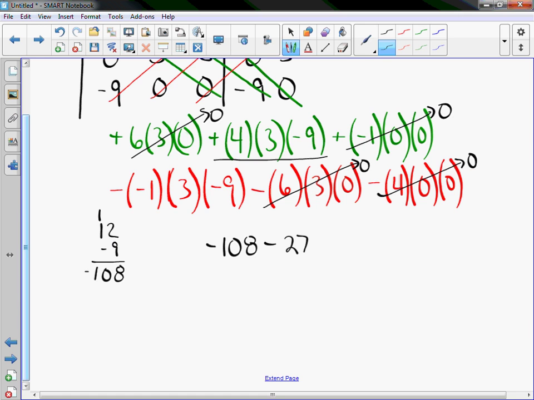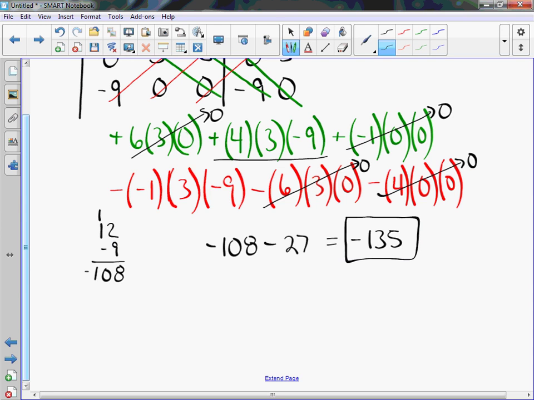So I have negative 108 minus 27, which is going to end up being a lower negative number. Did I do that right? Yes, I did. Negative 135. So the determinant of this 3 by 3 matrix is negative 135.